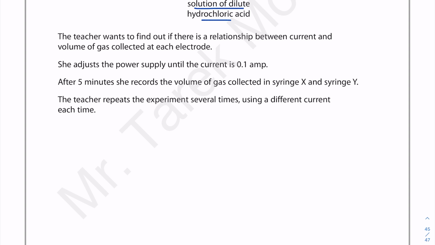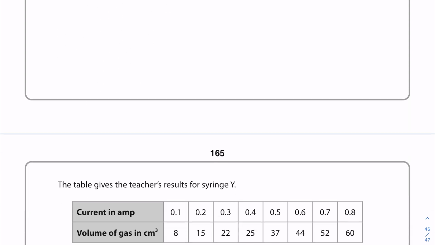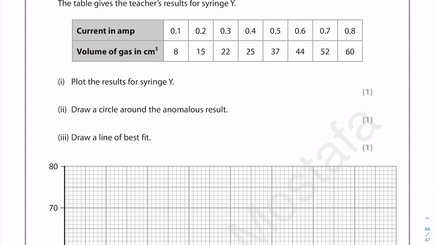The teacher wants to find out if there is a relationship between current and volumes of gases collected at each electrode. She adjusts the power supply until the current is 0.1 ampere. After 5 minutes, she records the volume of gas collected in syringe X and syringe Y. The teacher repeats the experiment several times using different current each time. Here the table gives the teacher's results for syringe Y. Plot the results of syringe Y.